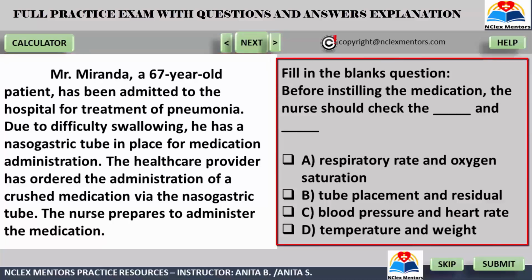The options given to you on the screen are: before instilling the medication, the nurse should check the blank space, followed by another blank space, contents. Option A, respiratory rate and oxygen saturation. Option B, tube placement and residual. Option C, blood pressure and heart rate. Option D, temperature and weight.